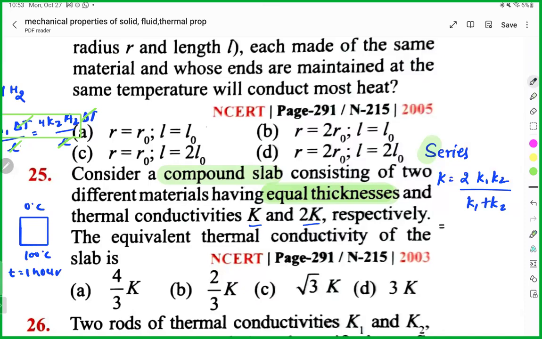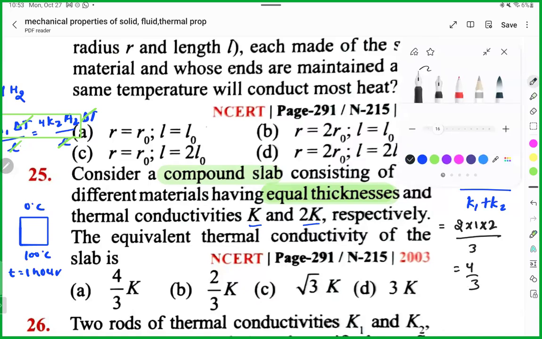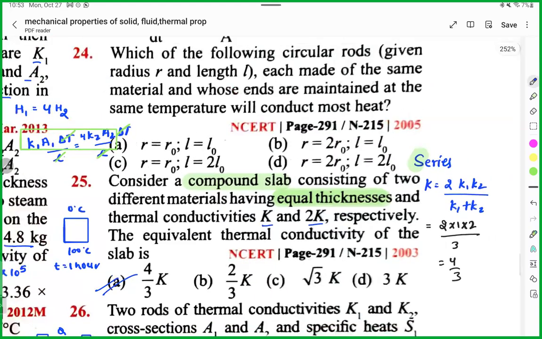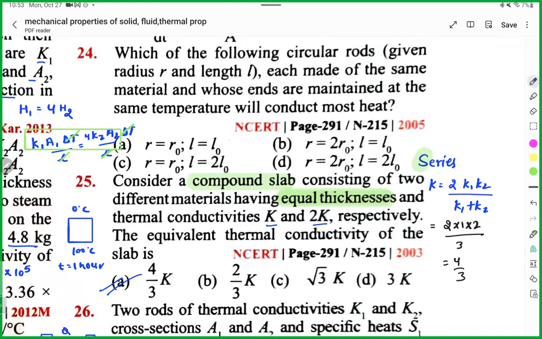B. K1 is K, K2 is 2K, K1 plus K2. Yes or no? Right? Just the direct formula, the series formula, directly.